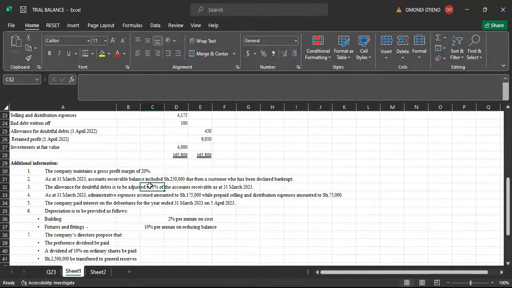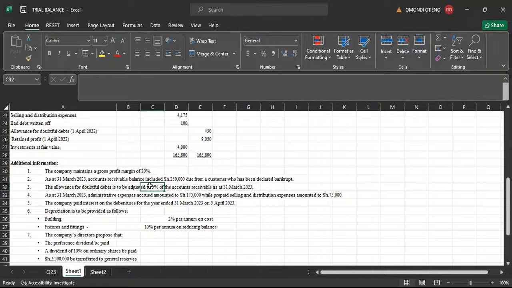That 5%, we compare the 5% with the provision. So will there be an increase or decrease in the provision for doubtful debts? If there's an increase in provision, it means it is more than the provision. So that will be an expense. The difference will be an expense. If it is going to be less than the provision, then it means the provision was exaggerated, and therefore we call it now an income. We put it under income.